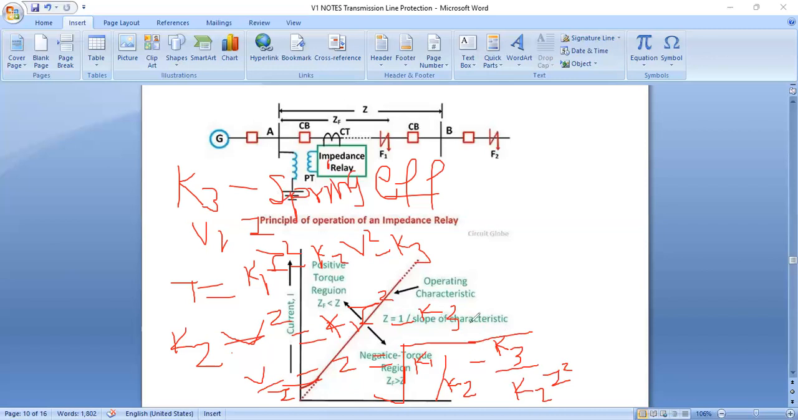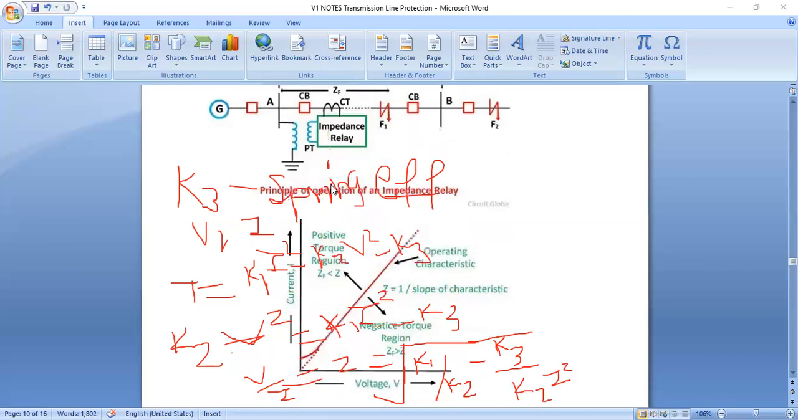So if the spring control effect is neglected, this equation is nothing but the normal equation. In that case, the net torque of the relay becomes 0. Now, when the spring control is neglected, you will get the impedance equal to the square root of K1 upon K2, a constant. So the operating characteristic concerning the voltage and current is as shown in the above figure.